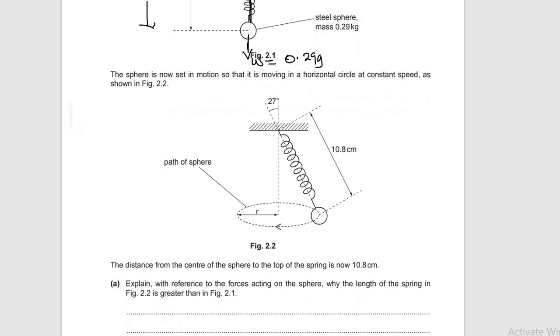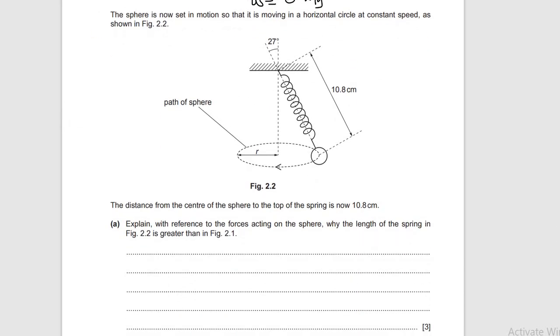Now let's move to the next diagram. In the next diagram, the sphere is now set into motion. It is set into motion with a force, so that it is moving in a horizontal circle at constant speed. When you see constant speed, think about circular motion.